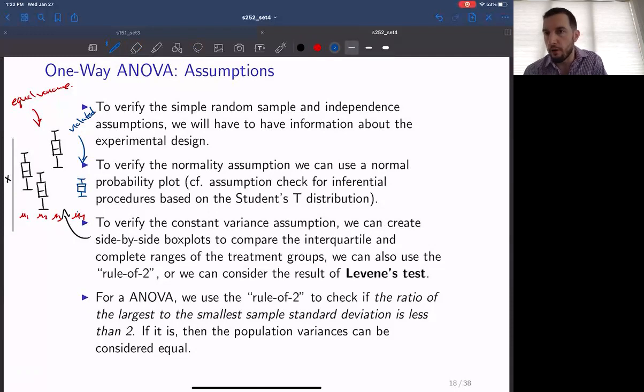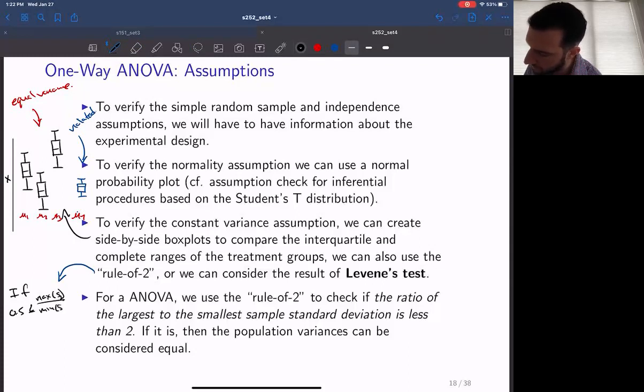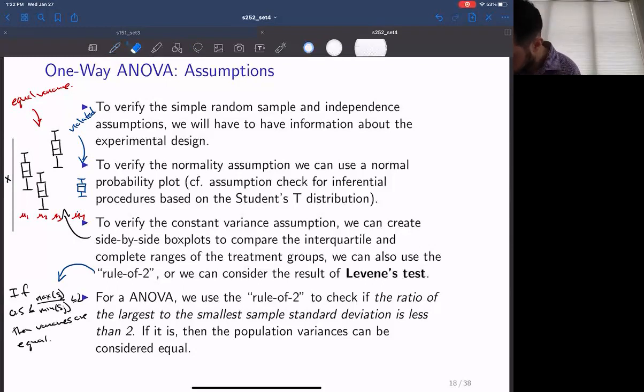We can also use what's called the rule of two. The rule of two says if 0.5 is less than or equal to the max Sj divided by the minimum Sj, which is less than or equal to 2, then the variances are equal.